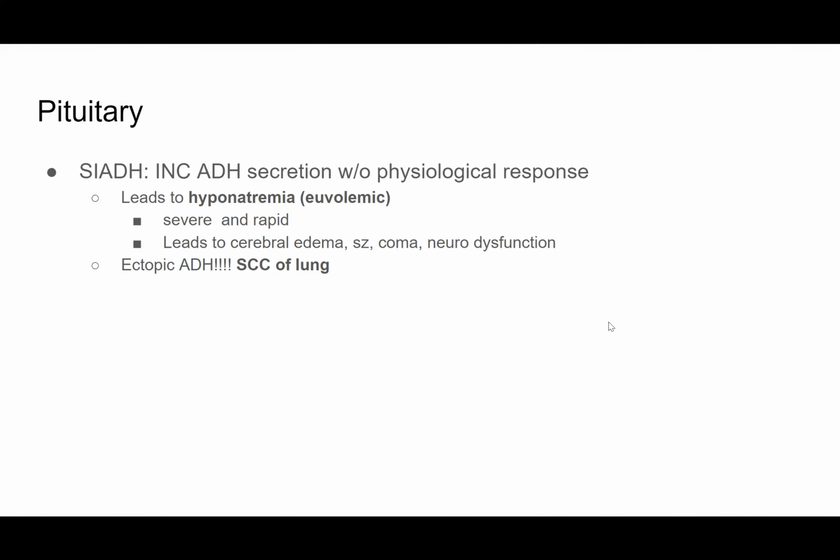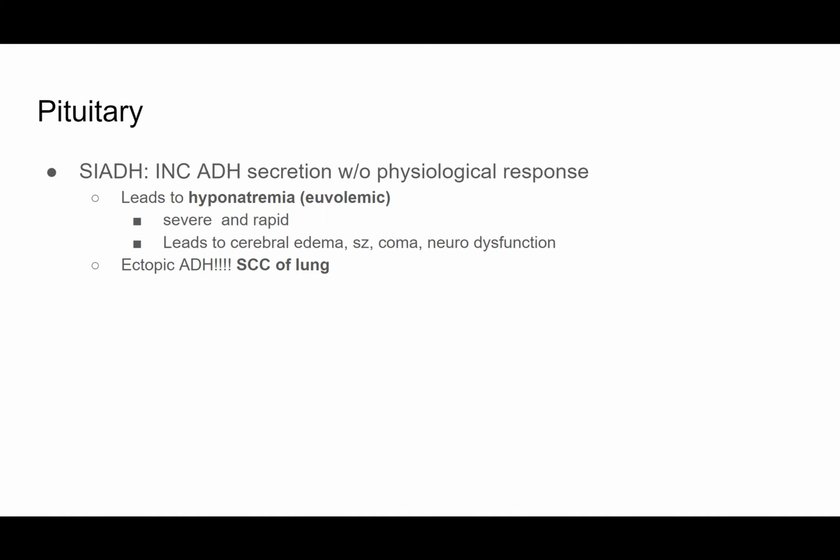And then syndrome of inappropriate ADH. The biggest things here are what it causes. So it's going to lead to a euvolemic hyponatremia. And this is very rapid and very fast. And it's also very dangerous because when you have this hyponatremia, you get the cerebral edema, seizure, coma, neurodysfunction.